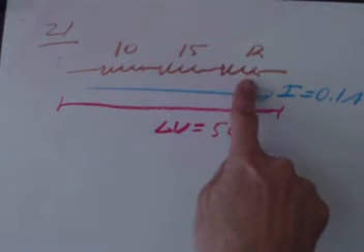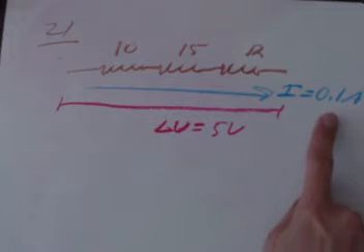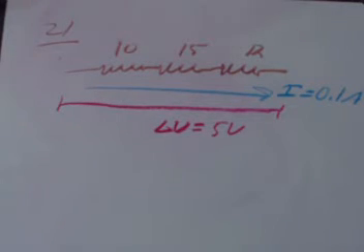Number 21 discusses a series of resistors in series like this, a 10, a 15, and an unknown resistance R, all in series here. And it says that there's 100 milliamps, or 0.1 amps, running through the series here at a potential difference of 5 volts. And we would like to know what that unknown resistor must be in order for this to happen.